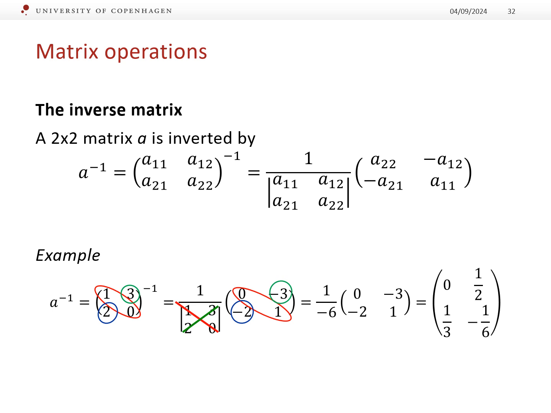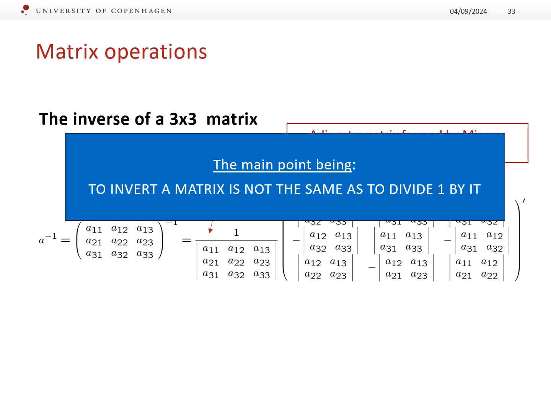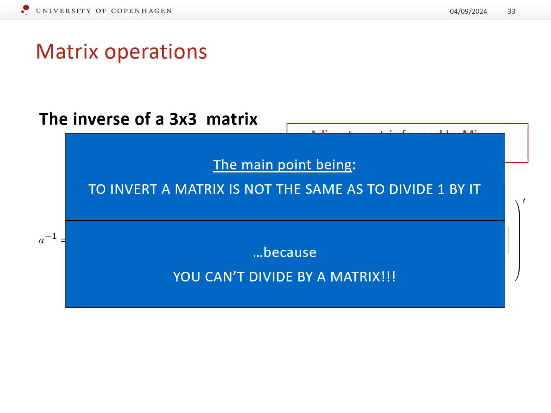But that's not something that you have to do by hand, and it was actually not that complicated, was it? It is not the objective of this lecture that you should learn how to calculate determinants for more complicated matrices, and it can get quite laborious. The main point in this part of the lecture is that to invert a matrix is not the same as to divide 1 by it, because you cannot divide by a matrix, and you should remember that, please.